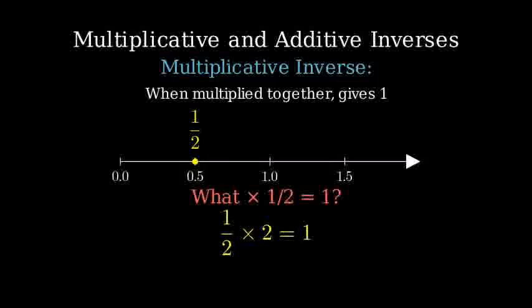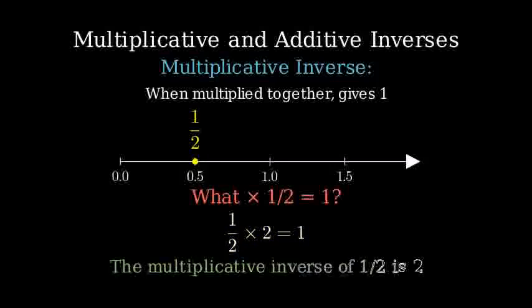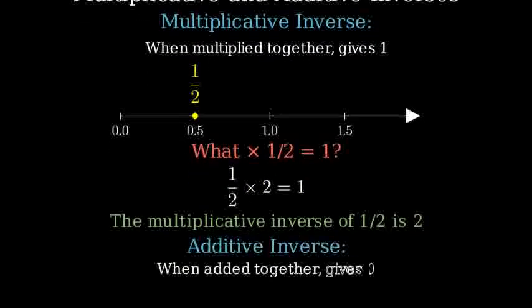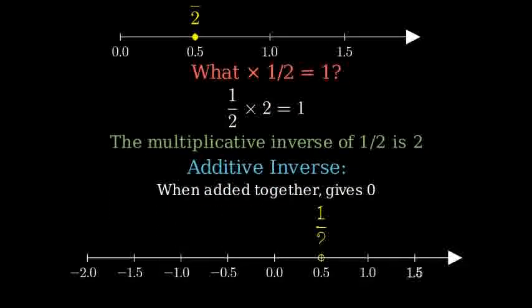Now, let's look at the additive inverse. The additive inverse of a number is the value that, when added to the original number, gives us 0. Let's visualize this with 1/2 again.